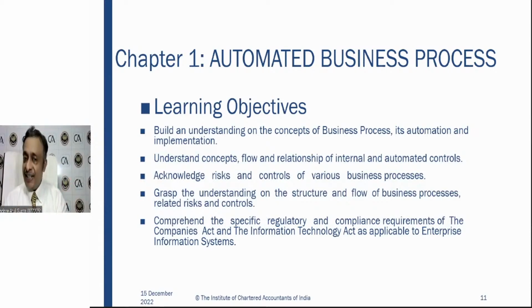Grasp the understanding of the structure and flow of business process, related risks and controls. Very, very important. How the business is going, what is the transaction flow, what can be the gap, what controls need to be put in place, that idea. If the control is not there, what is the risk if you don't put the control in place? That is very important. Comprehend the regulatory framework for all this. So that is the whole idea behind this chapter. This is all that we are going to learn about.